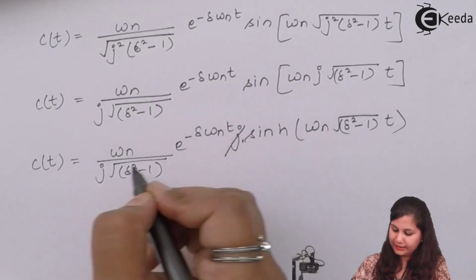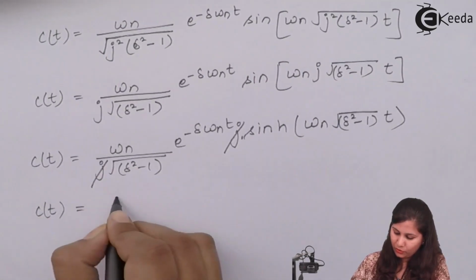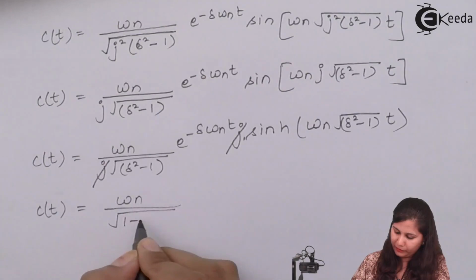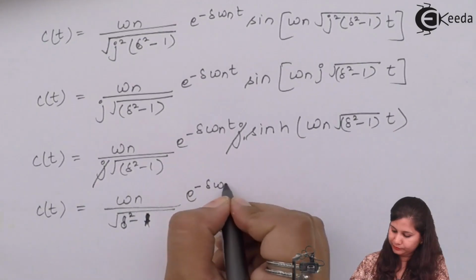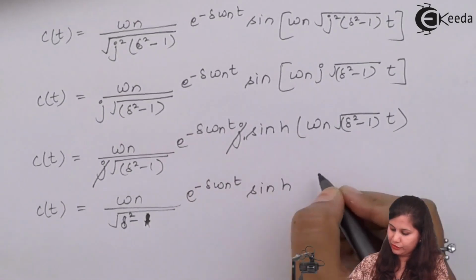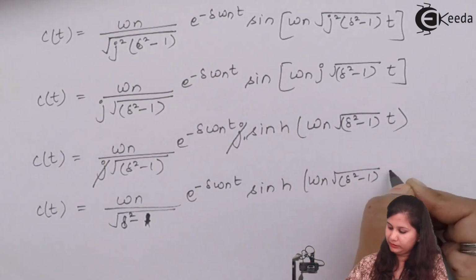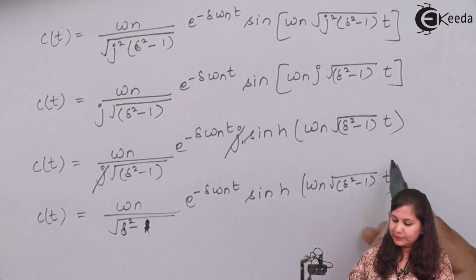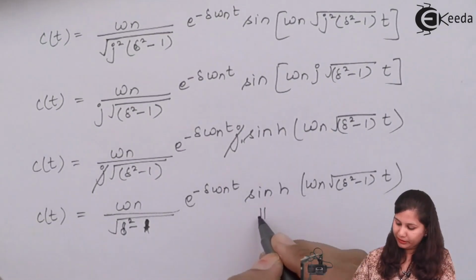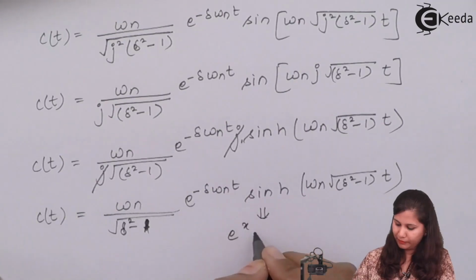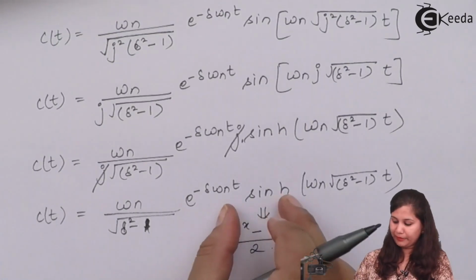Now this j and this j can be cancelled out. So we are left with the terms omega n upon under root of del square minus 1, and here we have sine h of omega n under root of del square minus 1 t. If we expand this, we have the formula that sine h theta can be written as e raised to the power x minus e raised to the power minus x by 2. So we can apply it here.